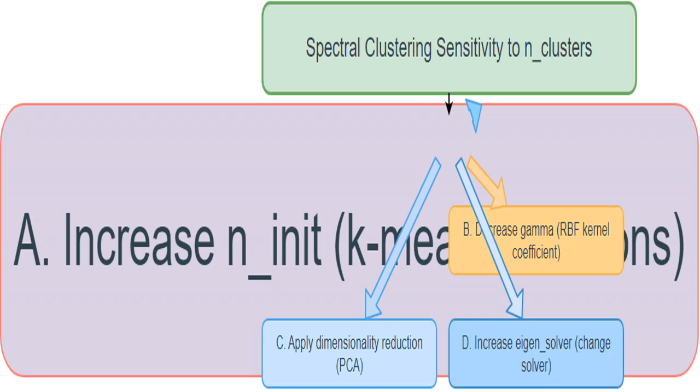NINIT controls how many times KMEANS, the final clustering step in SpectralClustering, runs with different starting points. Increasing it improves the chance of finding a good solution, but it doesn't directly help with the problem of choosing the correct number of clusters in the first place. It's like trying different starting points in a maze. It will help you find a better solution in the maze, but does not help you to design the maze itself.